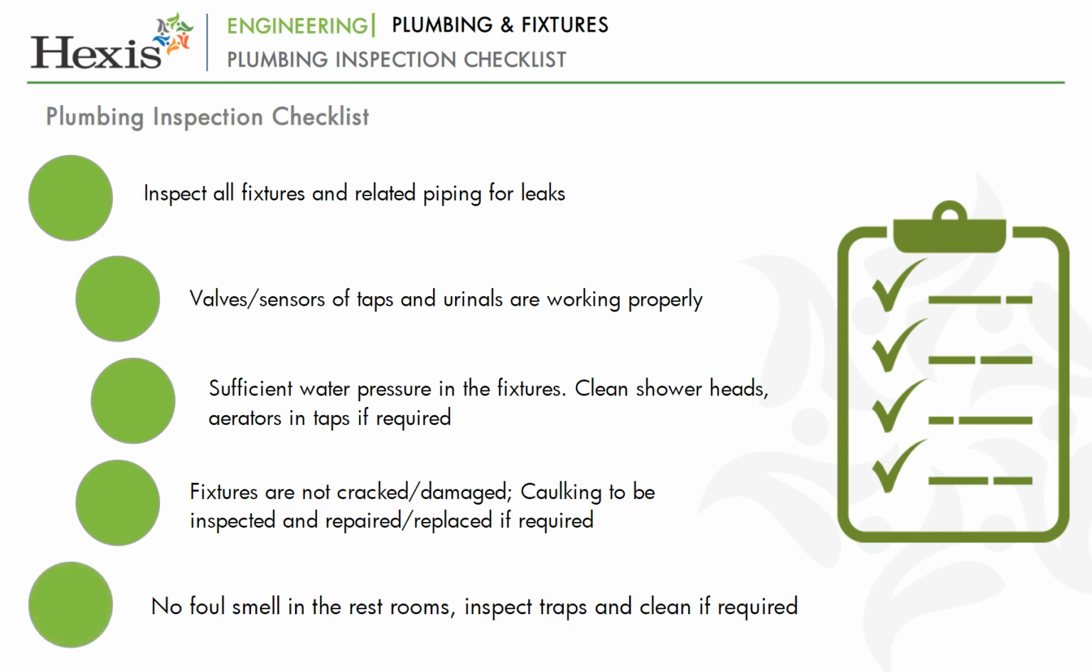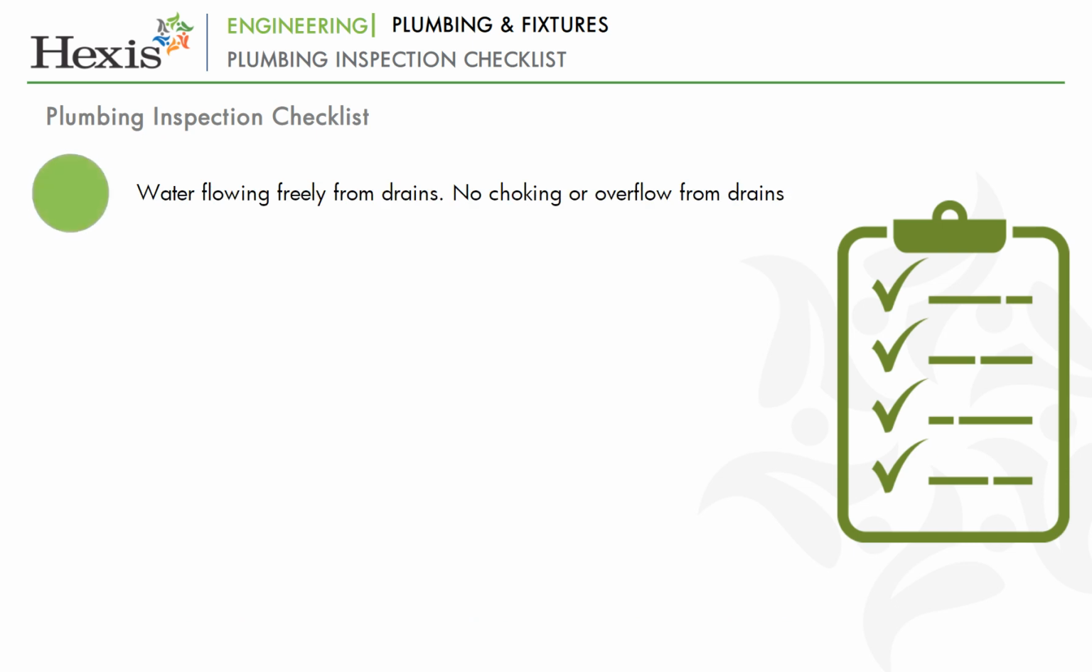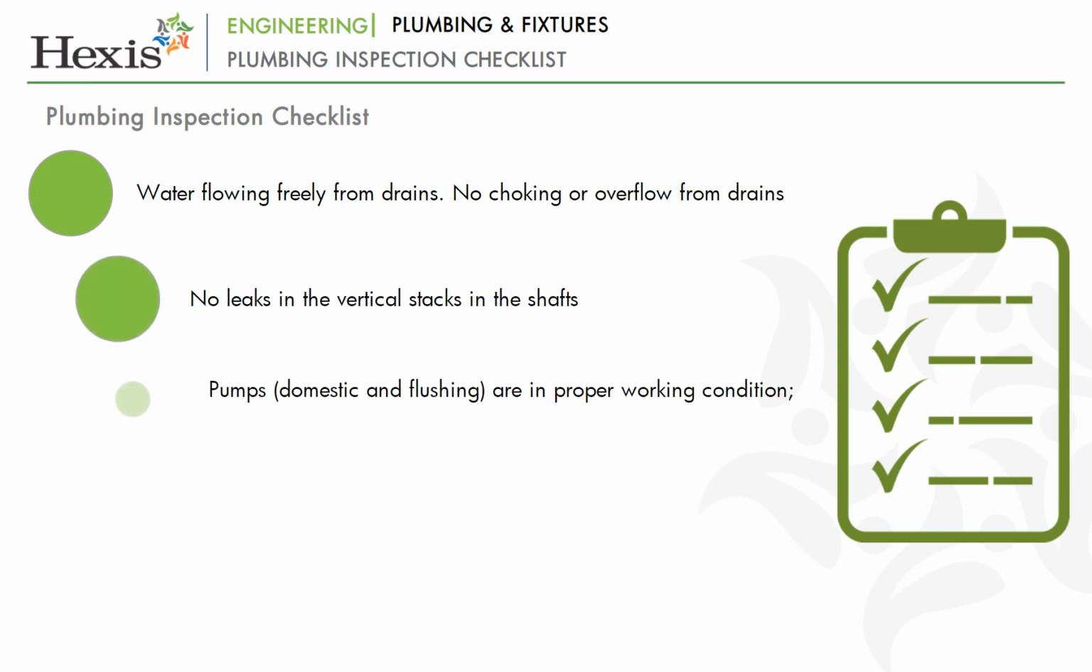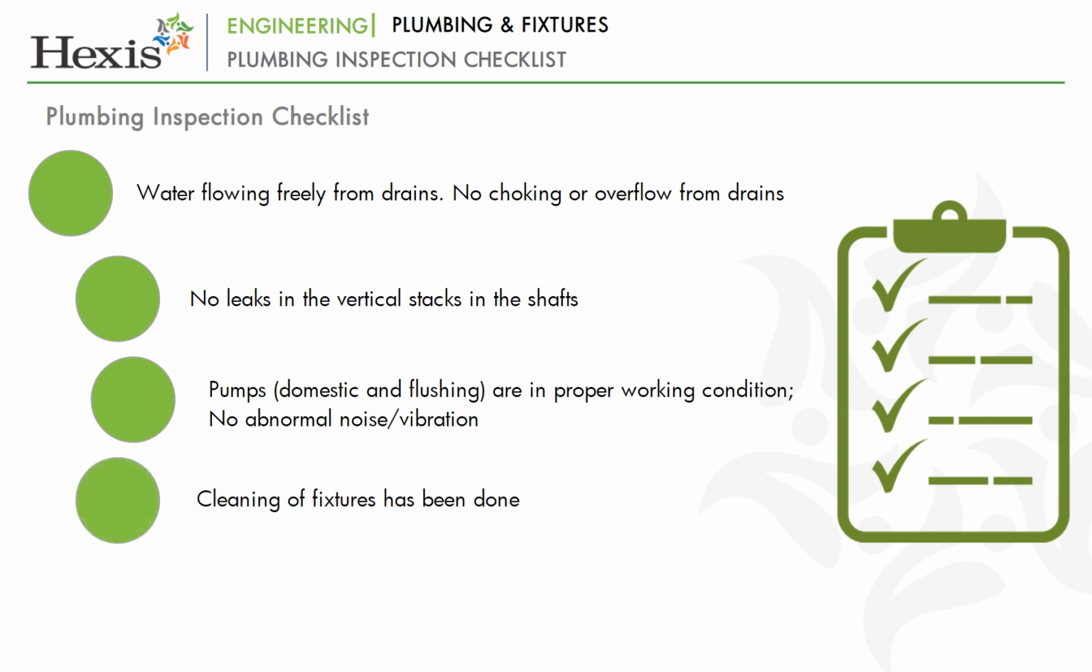No foul smell in the restrooms. Inspect traps and clean if required. Water flowing freely from drains. No choking or overflow from drains. No leaks in the vertical stacks in the shafts. Pumps, domestic and flushing, are in proper working condition. No abnormal noise or vibration. Cleaning of fixtures has been done. Sufficient water in tanks. Record consumption of water daily. Any increase in consumption is indicative of leaks.